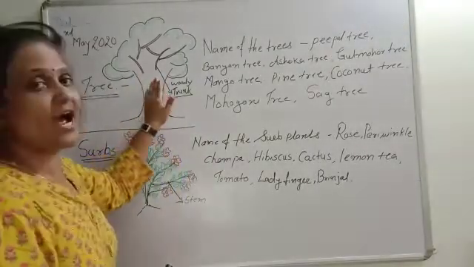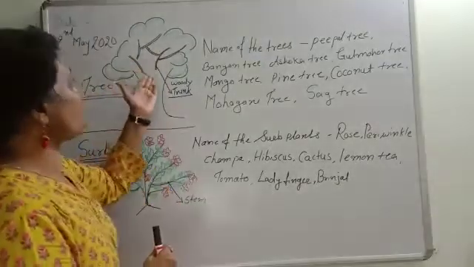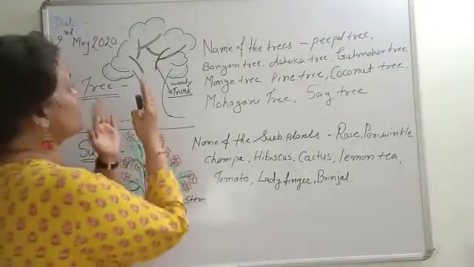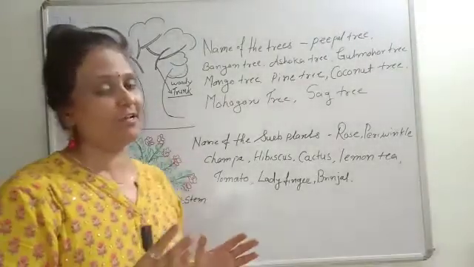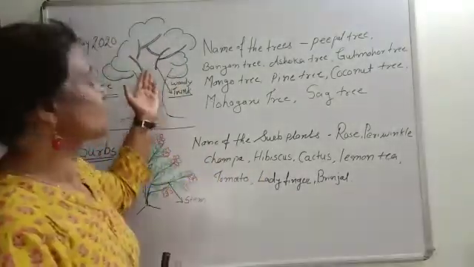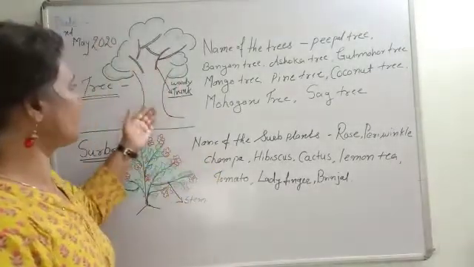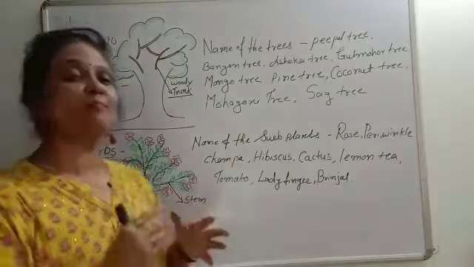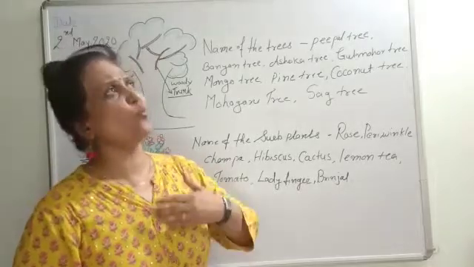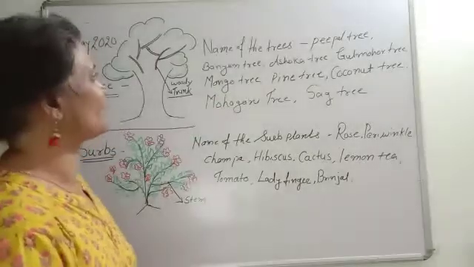Their stems are very strong. Their stem color is woody. So their stems are very strong. It's called the trunk. So the tree's trunk is very strong. So we call them trees. Some trees are round in shape. Some trees are very tall. So we will see the names of the trees.